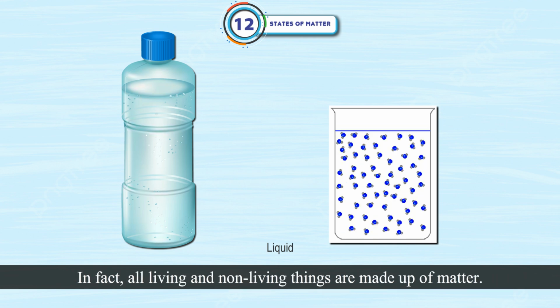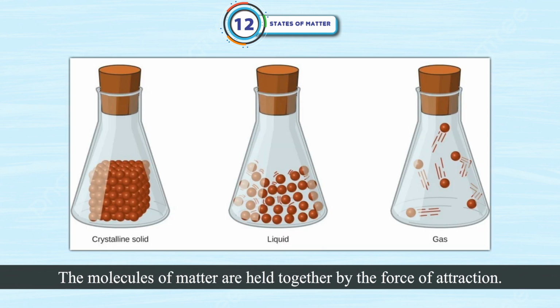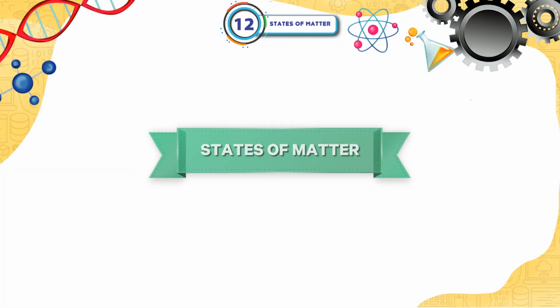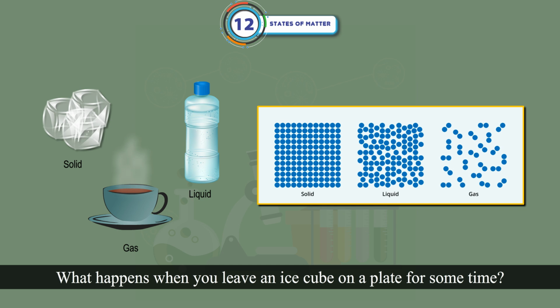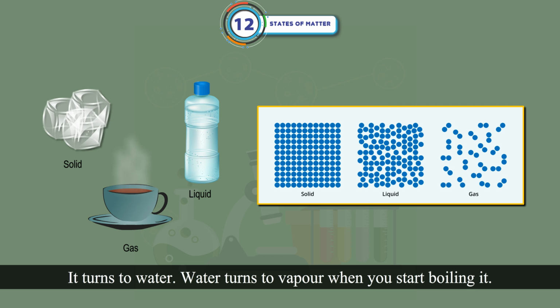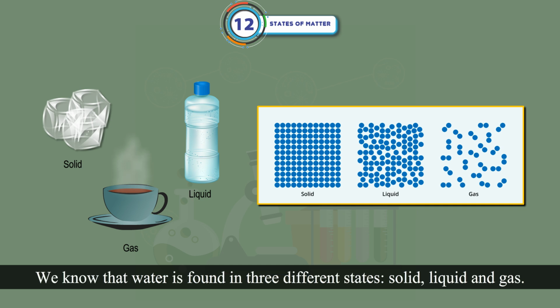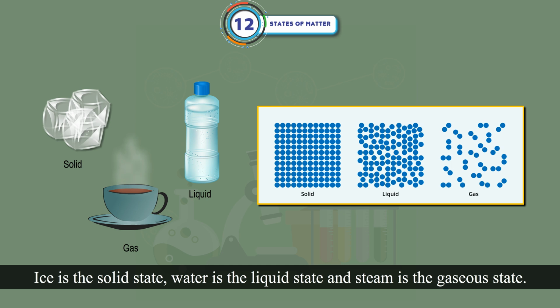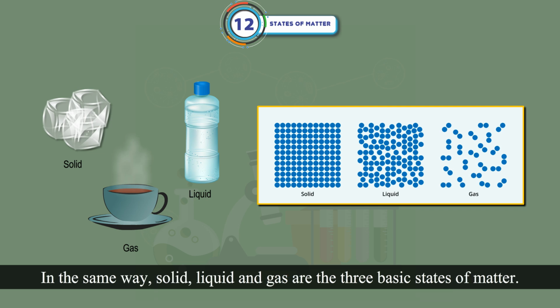In fact, all living and non-living things are made up of matter. The molecules of matter are held together by the force of attraction. States of matter. What happens when you leave an ice cube on a plate for some time? It turns to water. Water turns to vapor when you start boiling it. We know that water is found in three different states: solid, liquid, and gas. Ice is the solid state, water is the liquid state, and steam is the gaseous state. In the same way, solid, liquid, and gas are the three basic states of matter.